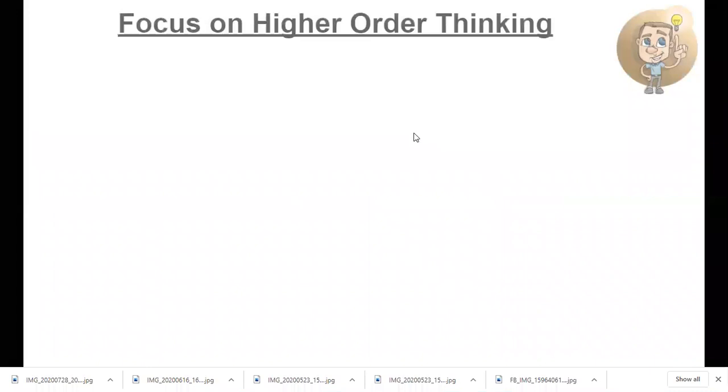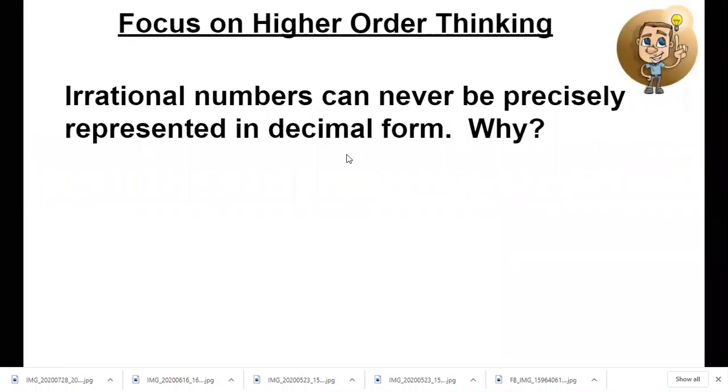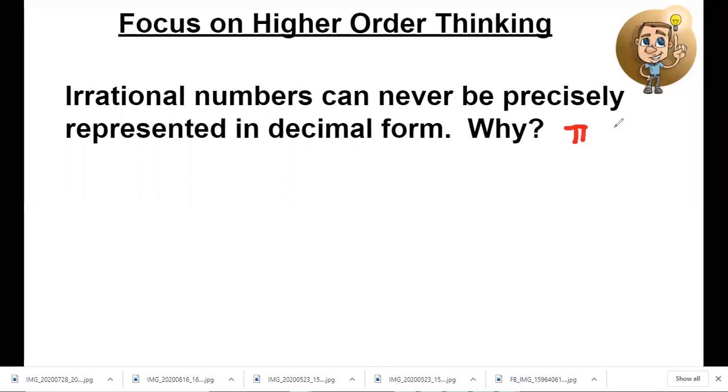Okay. Irrational numbers can never be precisely represented in decimal form. Why is that? Why can irrational numbers never be precisely represented as a decimal? Irrational numbers such as pi, e, or the square root of 2, or the square root of any imperfect square like the square root of 8. Today we had the square root of 10. All of those, right? Why can't we precisely represent them?